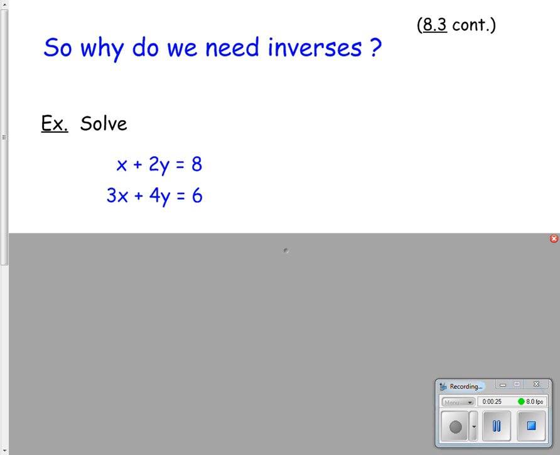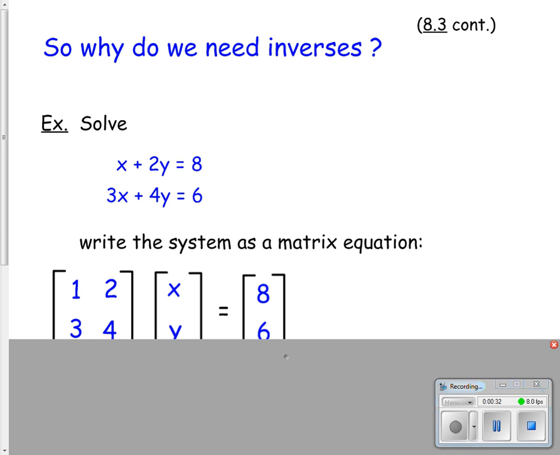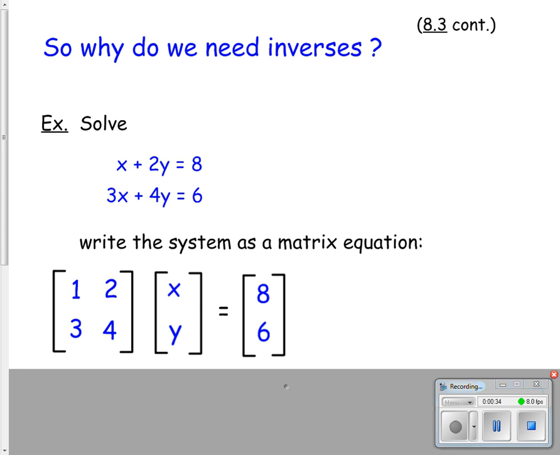Well, let's take a simple system we'd like to solve. The first step is transforming this system of equations into what's called a matrix equation. To do that, we'll take the coefficients of our variables and write them in what's called a coefficient matrix. And then we'll take the variables themselves and write that in what we call our variable matrix.